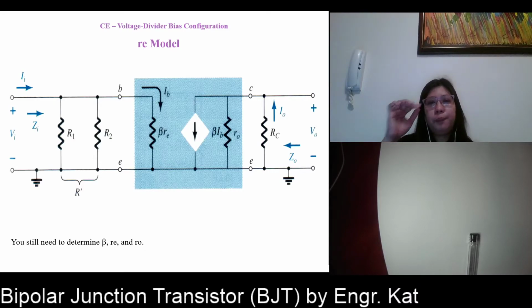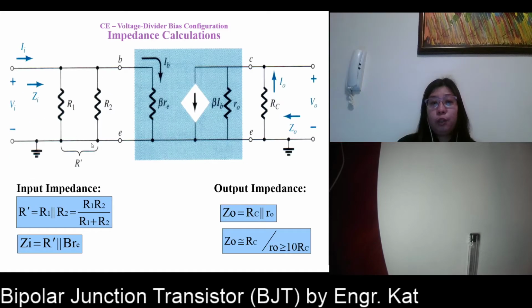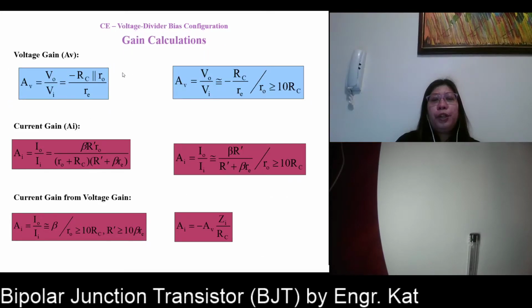So you have to solve for IE first. The difference here is your parallel combination of your R1 and R2. So in this case, your input impedance ZI is R1 parallel R2 parallel beta RE. The output impedance, no problem, it is the same as the fixed bias configuration, nothing changed at the output side. For the voltage gain, it is also the same, and for the current gain.